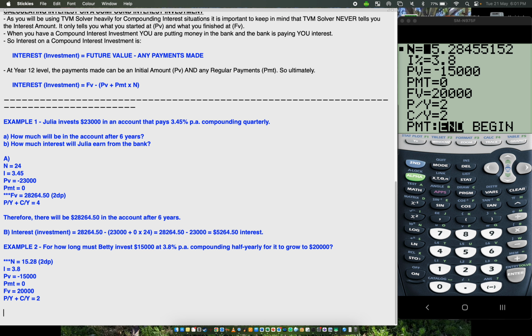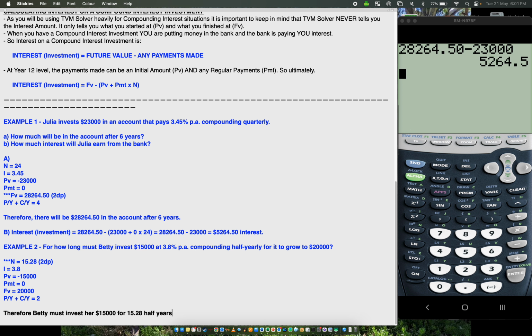2dp. Answer statement. Therefore, Betty must invest her $15,000 for 15.28 half years, which is 15.28 divided by 2, which is 7.64 years. The question hasn't asked me to do all this, but I just want to show it as an example, which is 7 years. And how do I convert 0.64 years to months? Well, 0.64 times by how many months in a year? 12.